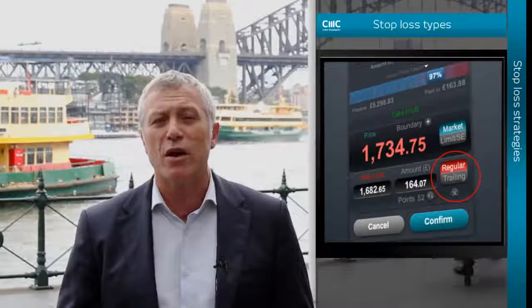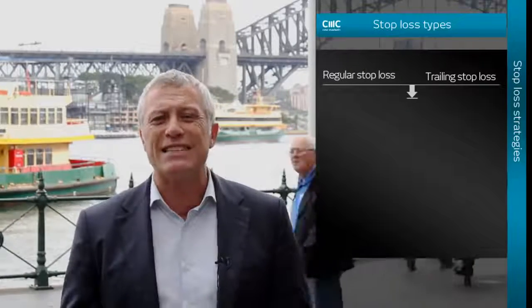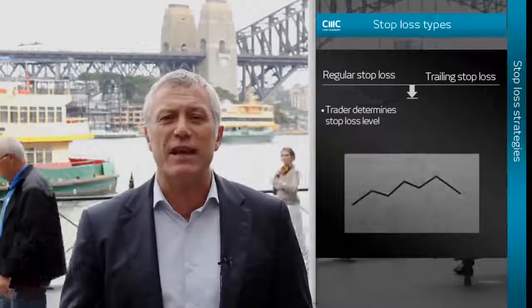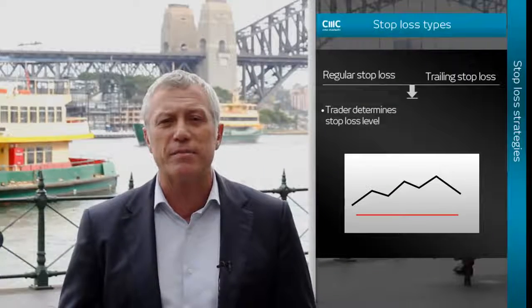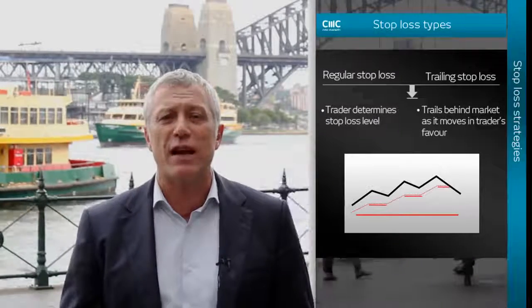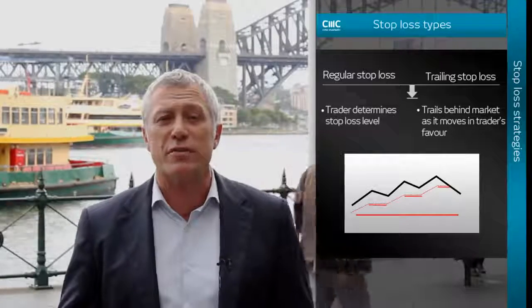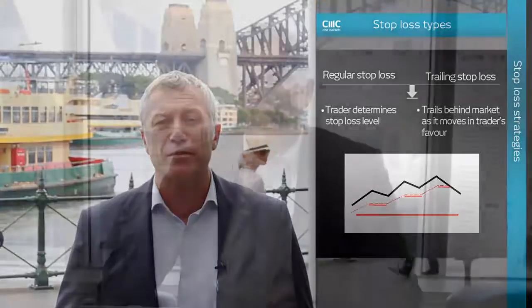Looking at this order ticket on the CMC platform, we can see there are 2 types of stop loss orders: regular stop loss orders and trailing stop loss orders. A regular or fixed price stop loss is just that. The trader determines the level at which they would like to stop out of a trade that's going against them. A trailing order does exactly that. It follows the market as it moves in the trader's favour, locking in profits. If the market reverses, the trailing stop loss order doesn't move, and it's triggered at the lowest or highest level at which it had reached before that move.